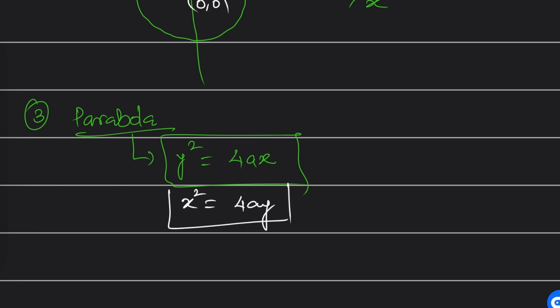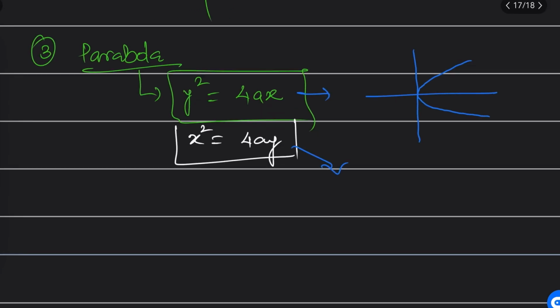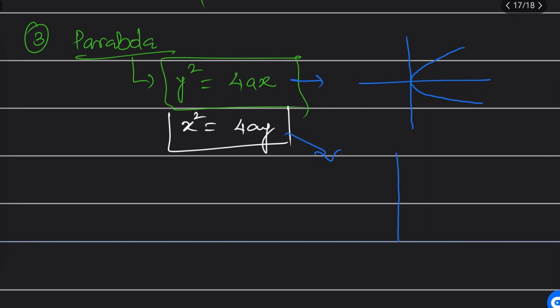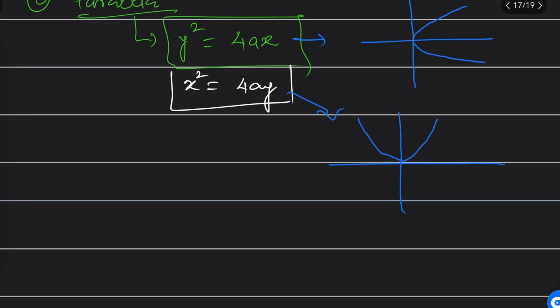Let me discuss these graphs, very important and very useful. The graph of y square is equal to 4ax is going to look like this. And the curve x square is equal to 4ay is going to look like this. I'm drawing it here.